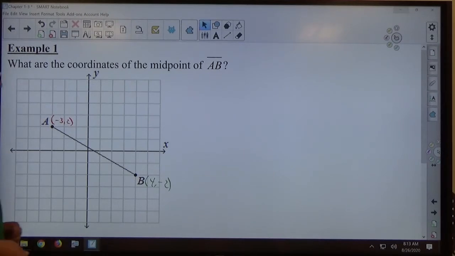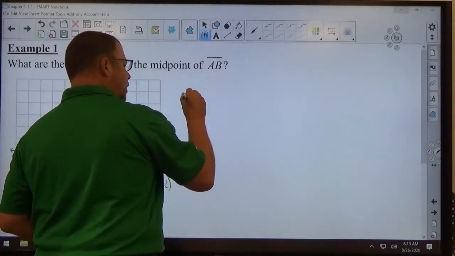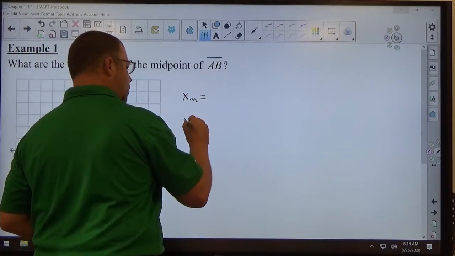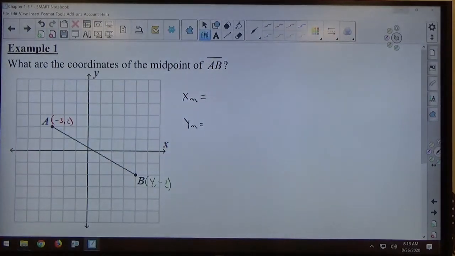Okay. And what I want to focus on when I'm trying to find the midpoint, so I want the x-coordinate of the midpoint equals something, and the y-coordinate of the midpoint equals something. And a midpoint is halfway. How do we usually find halfway between numbers? What do we use numbers to find halfway? Divide. Divide by? 2. And what do we divide by 2?